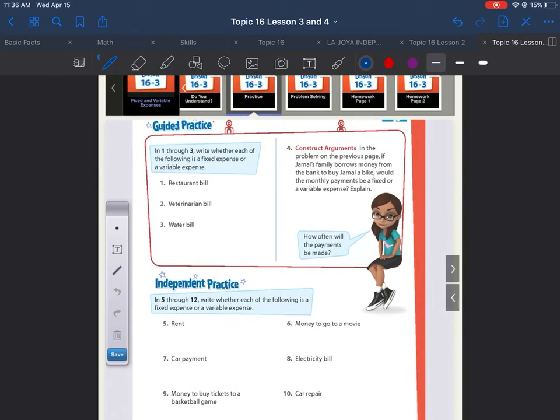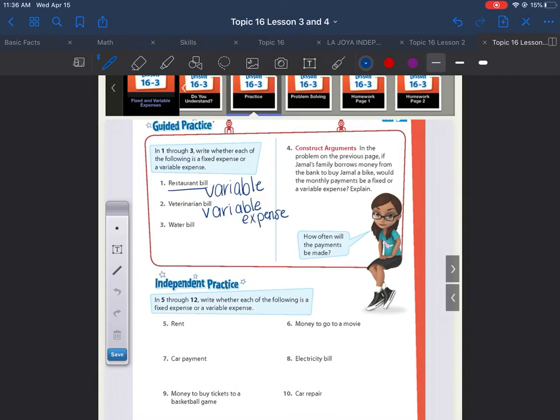So I'm going to move over to guided practice questions 1 through 3. It says in 1 through 3, write whether each of the following is a fixed or variable expense. Restaurant bill. Do I go to the restaurant all the time? No. So it is going to be a variable expense. It is not regular. Veterinarian bill. Do I need to go to the vet all the time? No, it is a variable expense.